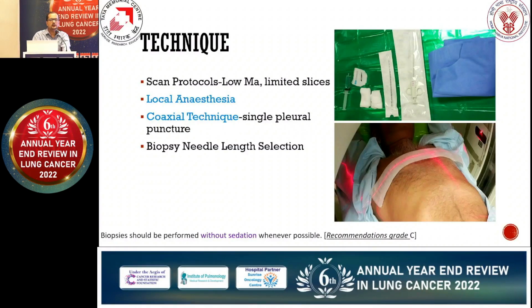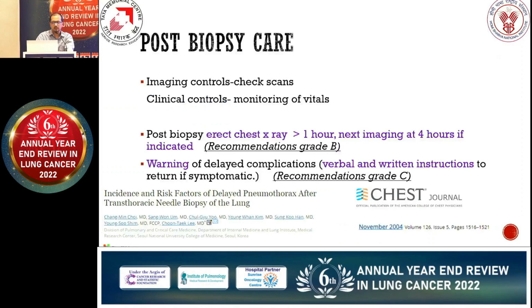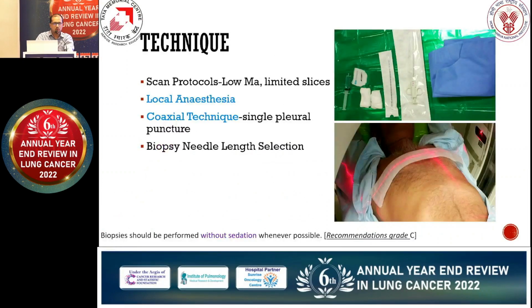So basically the technique is pretty simple: low kV mA technique. Local anesthesia needs to be given, coaxial technique with single pleural puncture, and we need to have a coaxial system and take multiple cores through it.